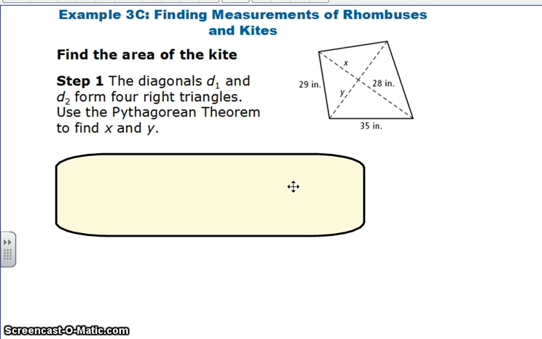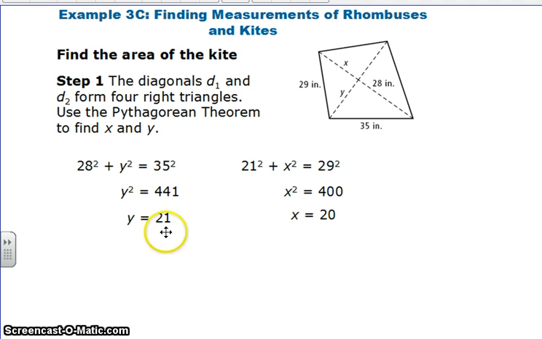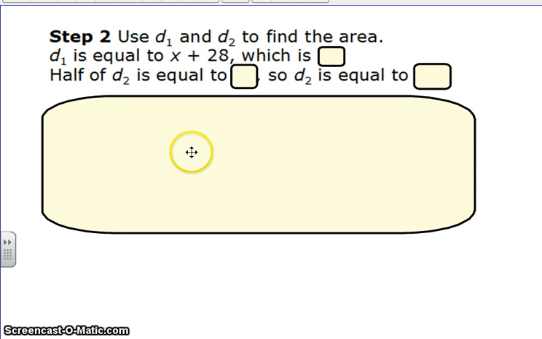And just plugging that in, we should have a y value of 21. Now when we have y, simply use your Pythagorean theorem to find x, which is 20. Okay, so if x is 20, what is this diagonal here? Very good, 48. And if y is 21, we know that the second diagonal is 42. So with a diagonal of 42 and 48, we can find the area, right? So that's what we're doing in the next slide.